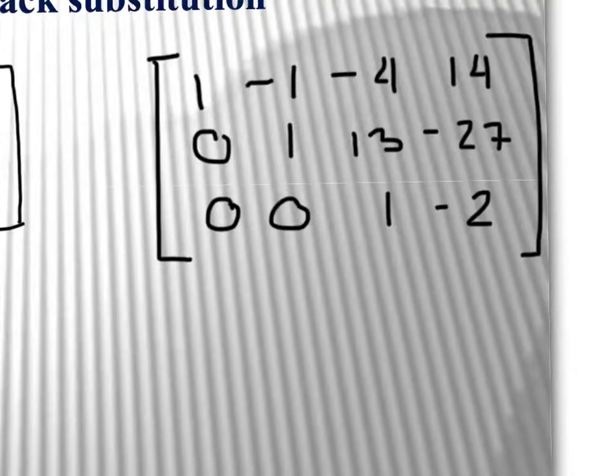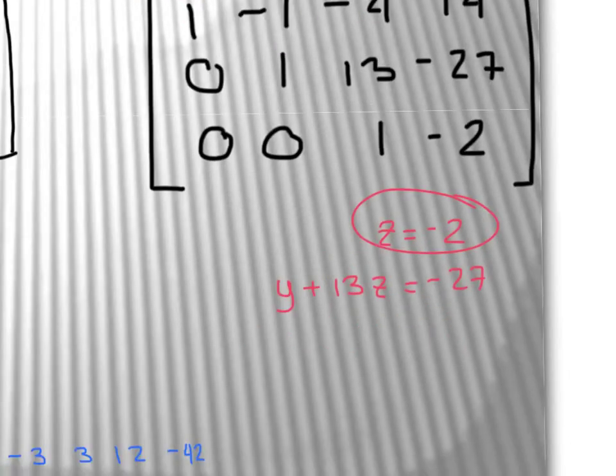Alright, so here's where I took row 2, row 3, swapped them, and now you can see my row echelon form. So now I want to use back substitution. Remember, this column is x, this column is y, this column is z. So here I can clearly see that z equals negative 2. I'm going to go ahead and back substitute that into my other equations as well, but let's identify the second equation. Y plus 13z equals negative 27. So I'm going to plug in negative 2 to 13, and I'm going to get y minus 26 equals negative 27. Y equals negative 1.